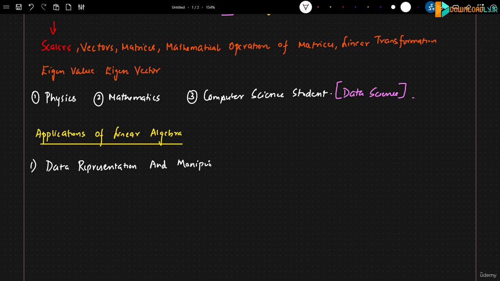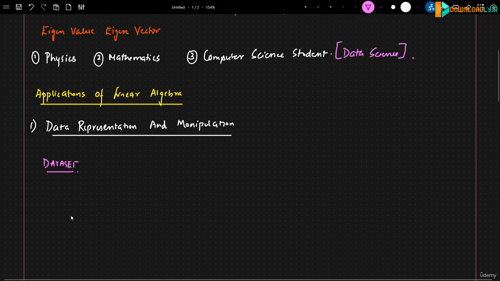Now, in order to understand this important application, that is data representation and manipulation, let me take one specific example and look at what kind of use cases we solve with it. So let's consider that I have a data set. Whenever we have a specific data set, one of the tasks in data science is that I need to create a model which will be able to predict something.